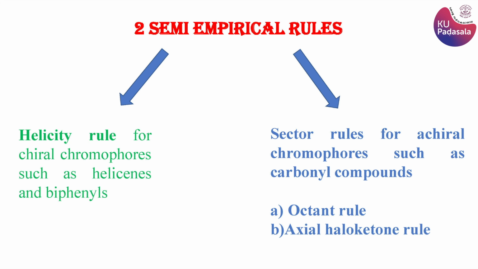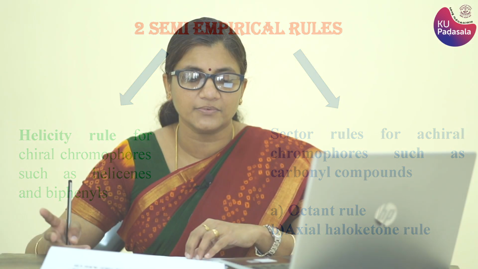Actually, this is out of context from our present video, so I will not be discussing that. Instead, I will be discussing the sector rule. Sector rule is for achiral chromophores such as the carbonyl compound. And sector rule can be of two types, Octant rule and axial haloketone rule. So, let us try to understand what this Octant rule and axial haloketone rule are.